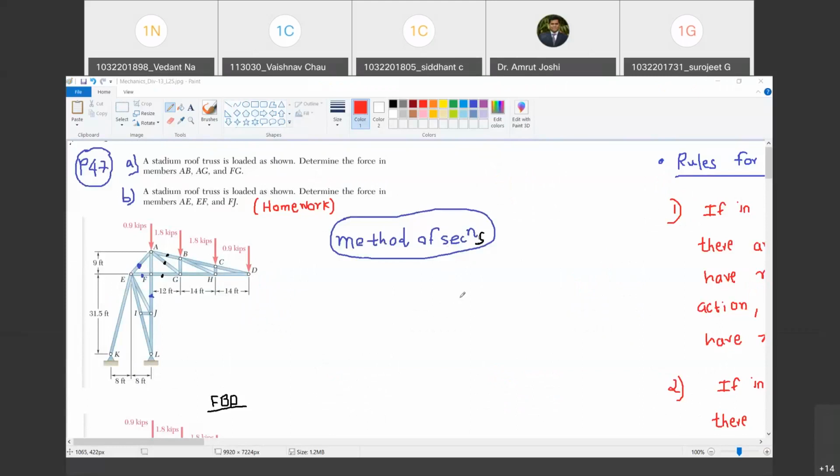Now, when you want to selectively find the forces in a few of the members, it is easier to use the method of sections. So what is the method of sections? For that, we are going to solve this problem. Can you read the statement of this problem for me?